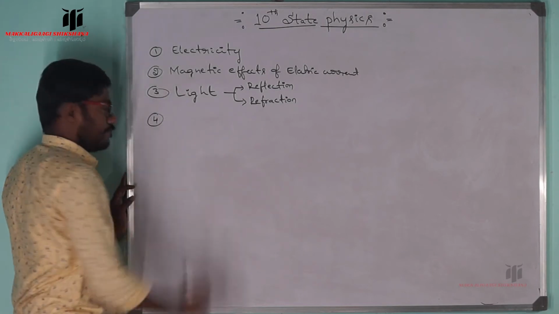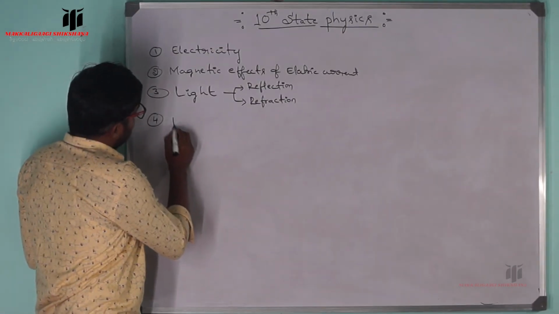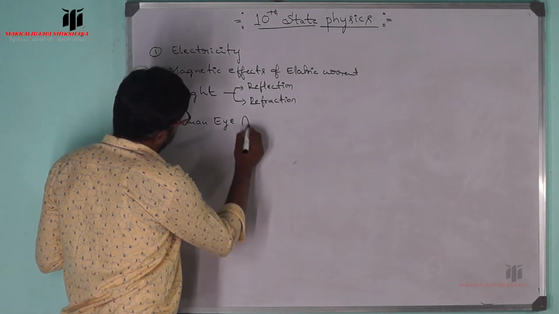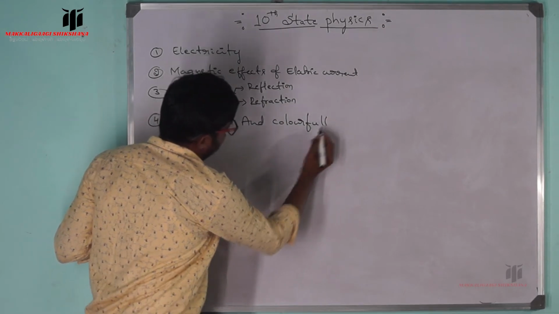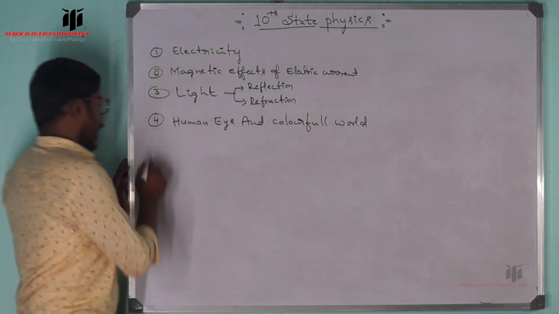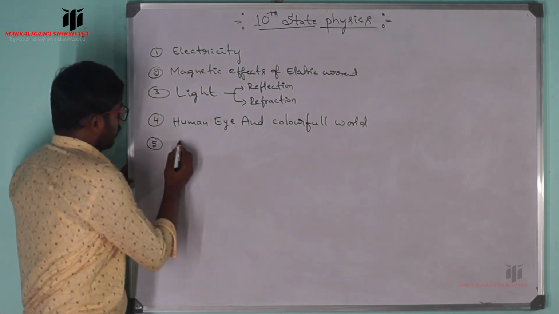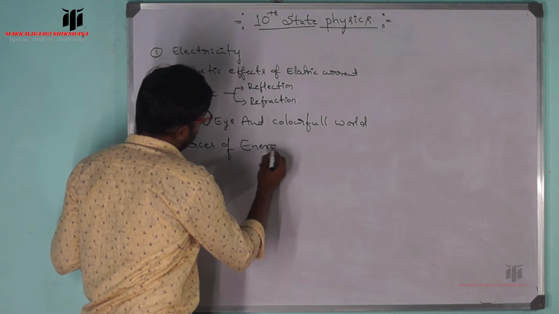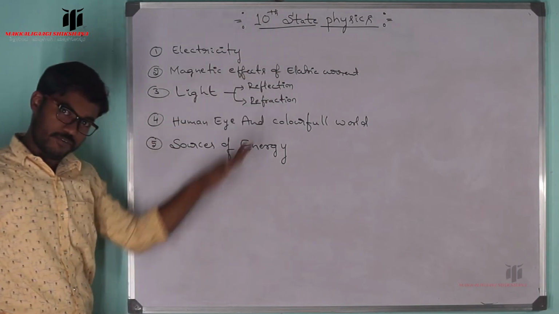The fourth one is human eye and colorful world. And the fifth one is sources of energy. Okay. Now in the 10th state physics, there are a total of 5 physics chapters.